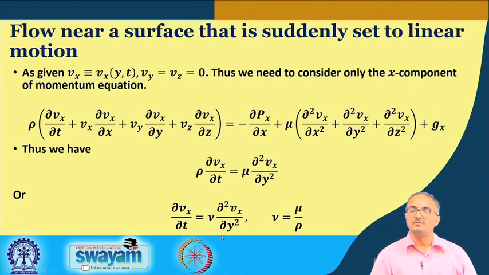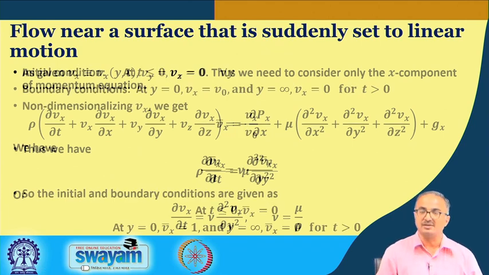If solved, this will give us the actual velocity profile, provided we put in the initial condition and the boundary conditions. You can see from this equation that it is of degree 1 with respect to time, so we need only one initial condition, and it is of degree 2 with respect to y, so we need two boundary conditions. Let us see how we prescribe these initial and boundary conditions.